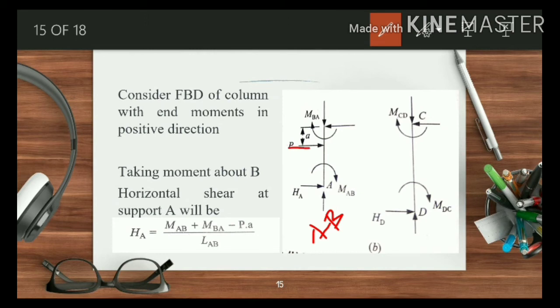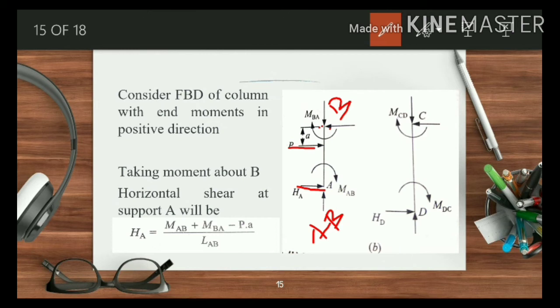So also there is a load P acting at a distance A from B. This is joint B. Here MAB and MBA are the final moments, and HA is the unknown horizontal reaction. We need to find this horizontal shear at the support A. To determine this support reaction HA, consider taking moment about the joint B.